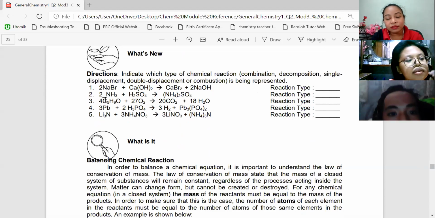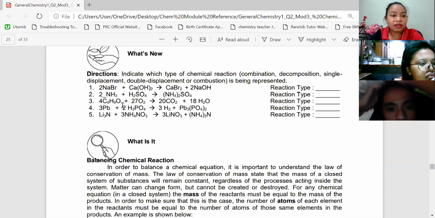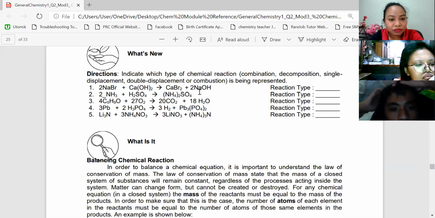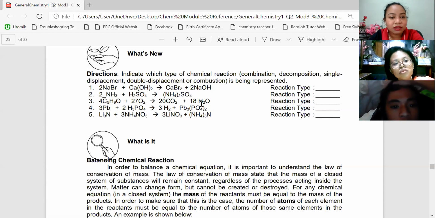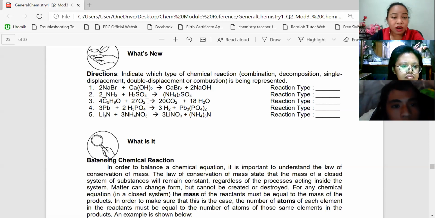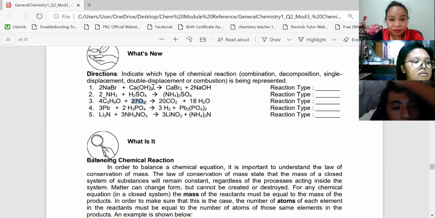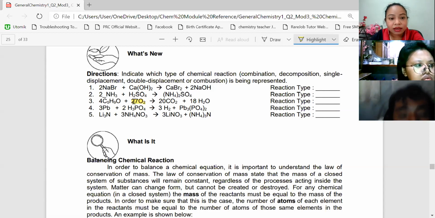For number one, it is a double replacement reaction. For number 2, it's a combination reaction. Number 3, combustion. Basta if you see oxygen gas in the reactant, it means that it is a combustion reaction.